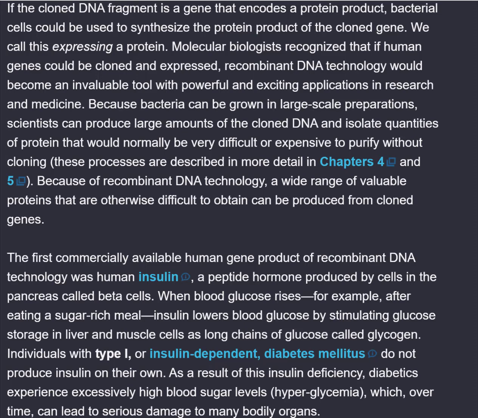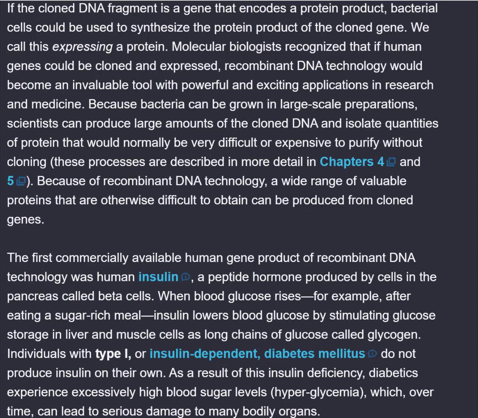Molecular biologists recognized that if human genes could be cloned and expressed, recombinant DNA technology would become an invaluable tool with powerful and exciting applications in research and medicine. Because bacteria can be grown in large-scale preparations, scientists can produce large amounts of the cloned DNA and isolate quantities of protein that would normally be very difficult or expensive to purify without cloning. These processes are described in more detail in Chapters 4 and 5.